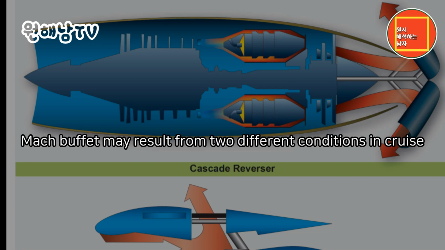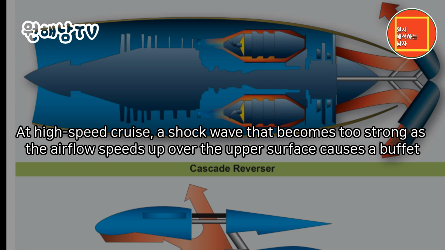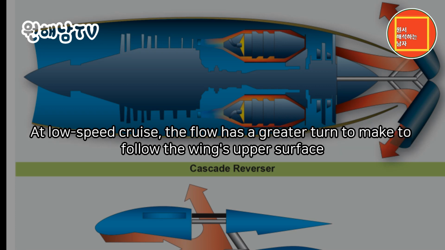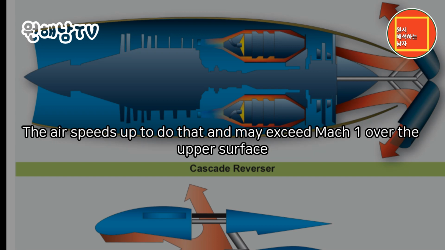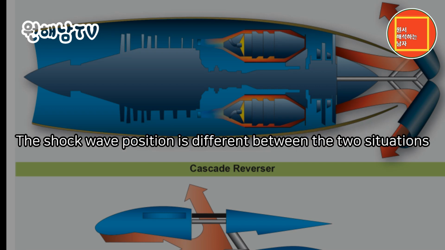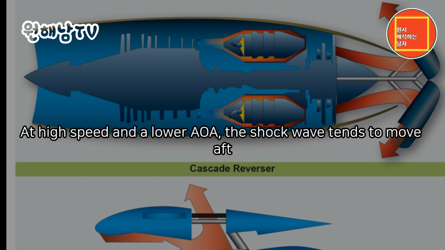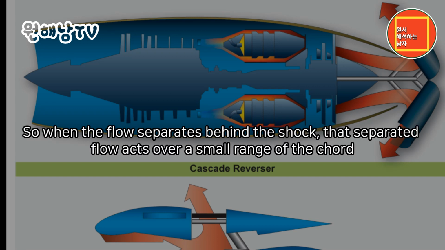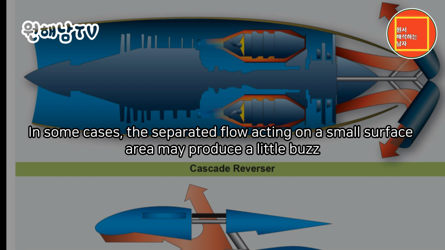Mach buffet may result from two different conditions in cruise. At high-speed cruise, a shock wave that becomes too strong as the airflow speeds up over the upper surface causes a buffet. At low-speed cruise, the flow has a greater turn to make to follow the wing's upper surface. The air speeds up to do that and may exceed Mach 1 over the upper surface. The shock wave position is different between the two situations. At high speed and a lower AOA, the shock wave tends to move aft. So when the flow separates behind the shock, that separated flow acts over a small range of the chord. In some cases, the separated flow acting on a small surface area may produce a little buzz.